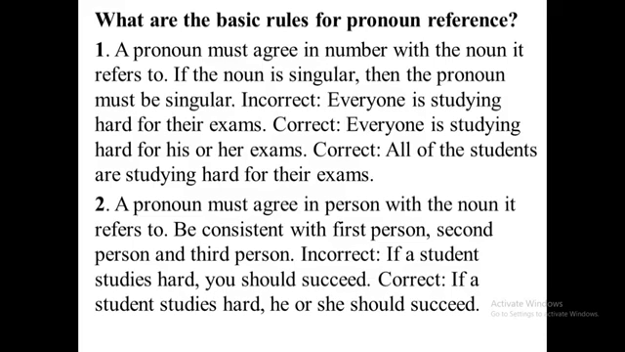Okay, the correct one is: everyone is studying hard for his or her exam. Or: all of the students are studying hard for their exam. These two sentences have a very clear sense. Instead of the incorrect one, everyone is studying hard for their exam, where you are using everyone and then their. But in the second and third sentences, the sense is very clear. Everyone is studying hard for his or her exams. Now look at the third sentence: all of the students are studying hard for their exams.